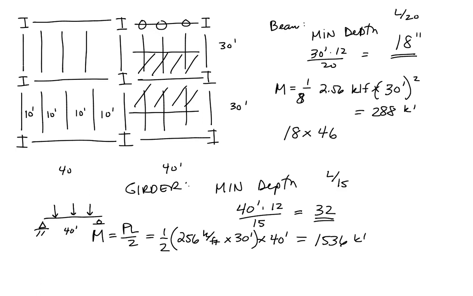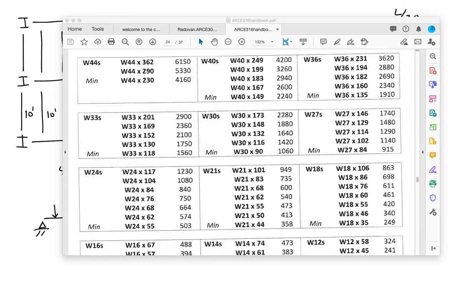And go back and check page 24. So as we wrap this thing up, we had a 32 minimum depth, so we're going to have to use 33. And looking at our number, we need the first one bigger than 1536, so it looks like we can use right there. We can use 33 by 118.